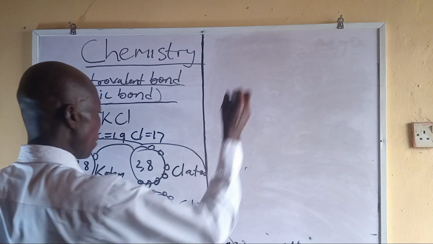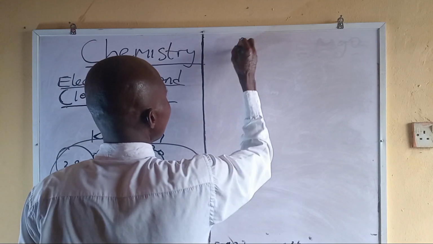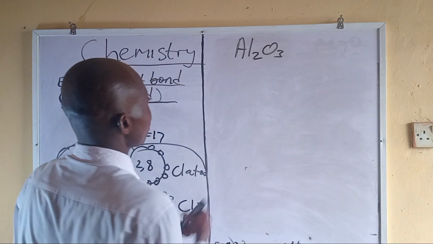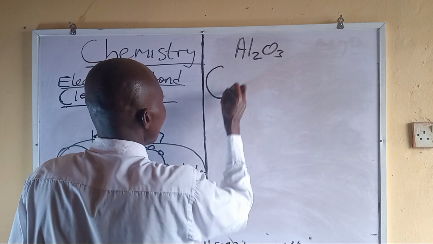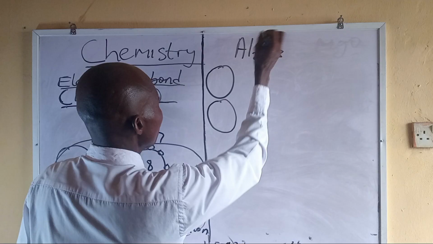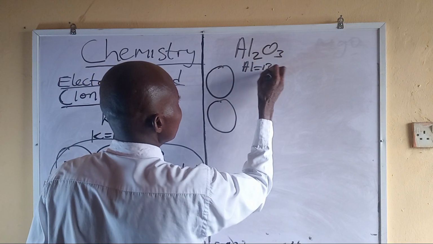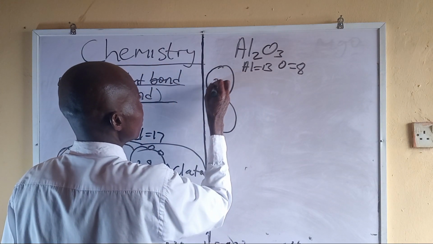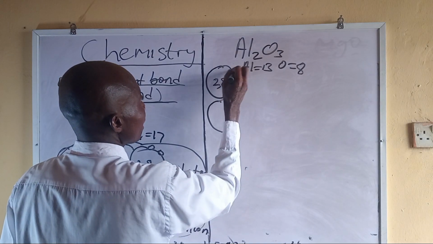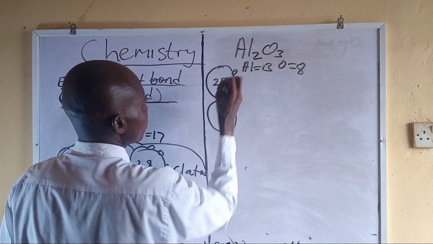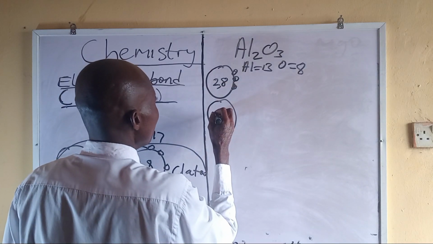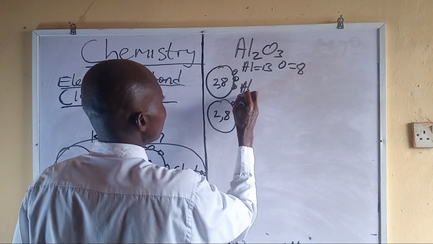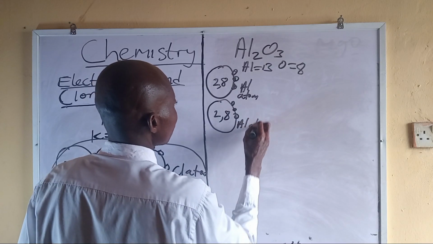Let's take another example, aluminium oxide. 2 aluminium are participating in the bond formation, while 3 oxygen are going to participate. So this is the 2 aluminium. The atomic number of aluminium is 13, and that of oxygen is 8. So 13: 2 here, 8, then the last 3 occupy the outermost shell. The same with the other aluminium: 2, 8, 1, 2, 3. This is an aluminium atom. This is also an aluminium atom.